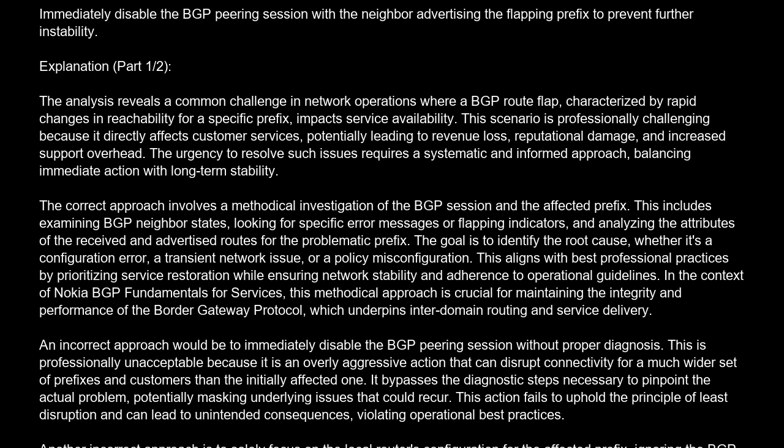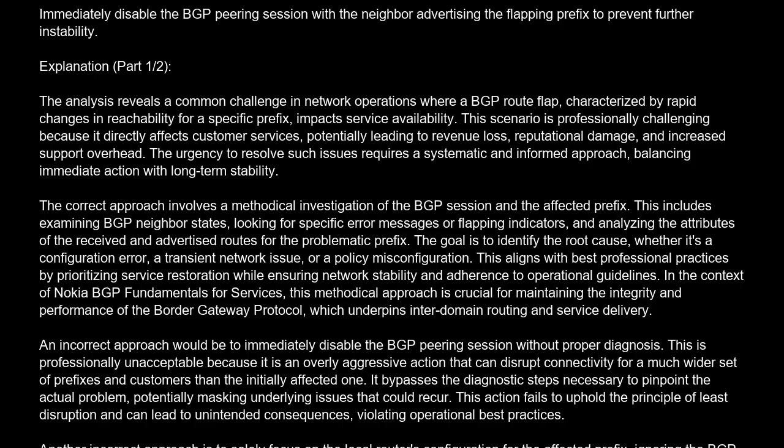An incorrect approach would be to immediately disable the BGP peering session without proper diagnosis. This is professionally unacceptable because it is an overly aggressive action that can disrupt connectivity for a much wider set of prefixes and customers than the initially affected one. It bypasses the diagnostic steps necessary to pinpoint the actual problem, potentially masking underlying issues that could recur. This action fails to uphold the principle of least disruption and can lead to unintended consequences, violating operational best practices.